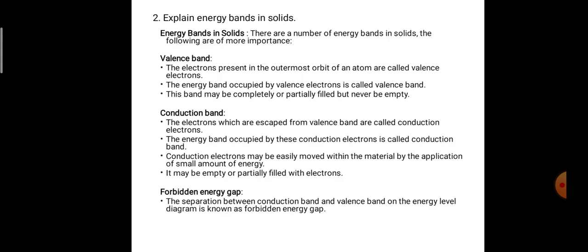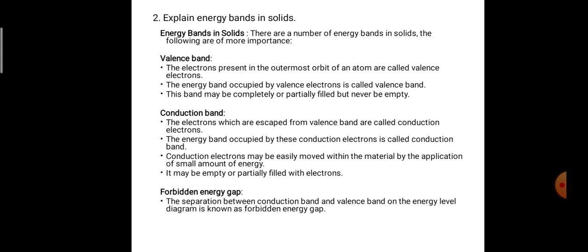The second question, explain energy bands in solids. There are a number of energy bands in solids. The following are the more important: valency band, conduction band, and forbidden energy gap. Now we are discussing the valency band. The electrons present in the outermost orbit of an atom are called valency electrons. The energy band occupied by valency electrons is called the valency band. This band may be completely or partially filled but never empty.